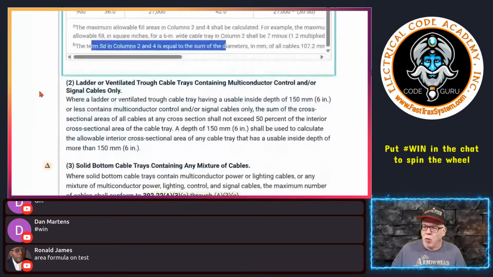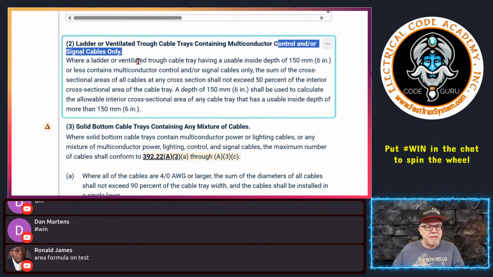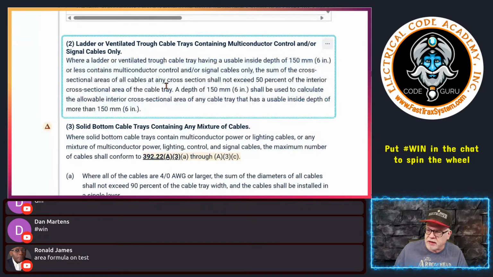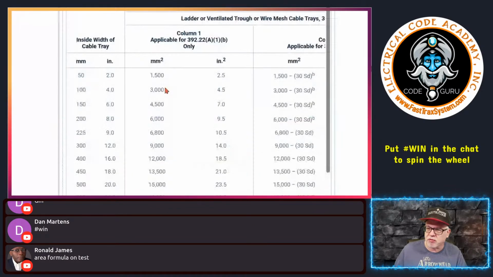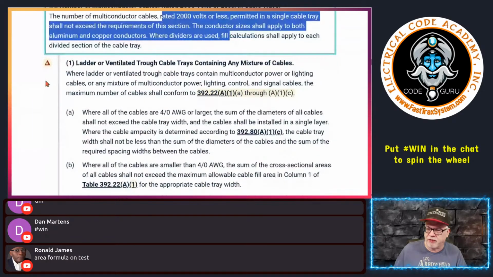Now, what about ladder and ventilated trough cable trays containing multi-conductor control and signaling cables only? I'm not going to go over those. It's the same concept here. It's basically cut and dry. I do power, so I'm not going to go over the control and or signaling cables only. It could be power, but I doubt it. But this one right here is what you're probably going to use most of the time for your applications when it comes to cables in a tray.